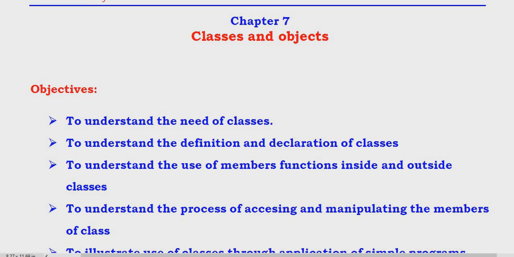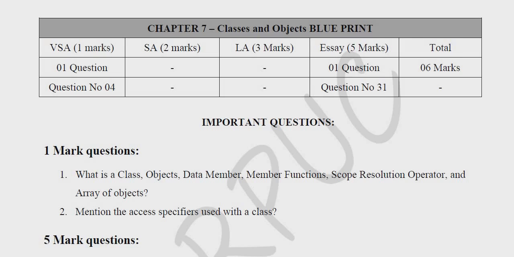Before that, from the examination point of view, let us see for how much marks this chapter will come in the examination. This chapter number 7 has a total of 6 marks. In the examination, you will get 2 questions from this chapter: 1 question for 1 mark and 1 question for 5 marks. So in total you will get 6 marks from this chapter, and this is a very easy chapter. Here you can score full 6 marks.